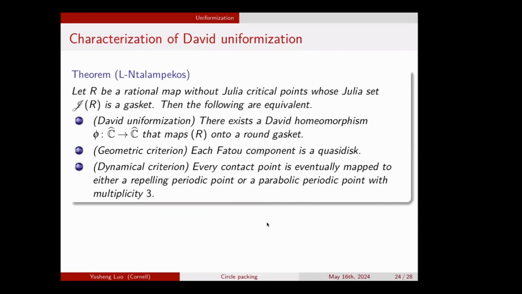So we can map the boundary of each Fatou component simultaneously to a round circle by a David homeomorphism if and only if each component is a quasi-disk. So that is, we rule out these cusps. We do not have any cusps on the boundary of the Fatou component. And if and only if every contact point is eventually mapped to some repelling periodic point or parabolic periodic point with multiplicity 3. So you cannot map it to a parabolic periodic point with multiplicity 2. So that's the only obstruction here.